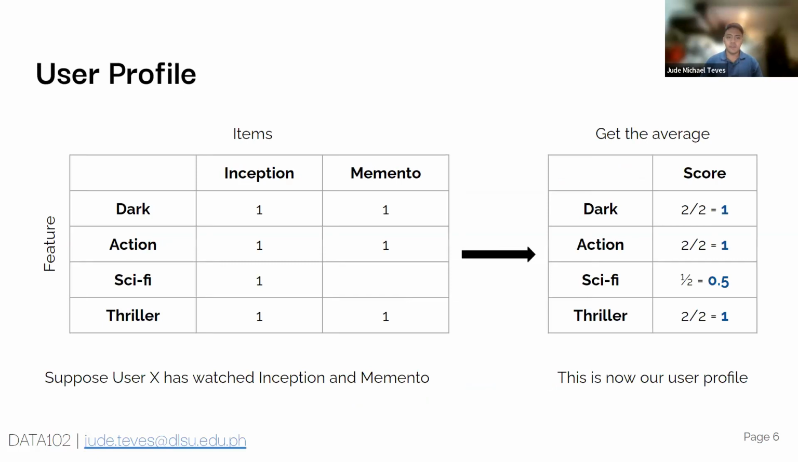Now let's build the user profile based on that matrix. Suppose user X has watched Inception and Memento, and we just assume that the user likes those because the user watched those. We simply get the average of the values there. Because I have 1 and 1 for dark, that will be 1. Action will be 1 because both are 1. For sci-fi, it's 1 and blank, so it's 0.5. And for thriller, it's 1. Now this will be our user profile.